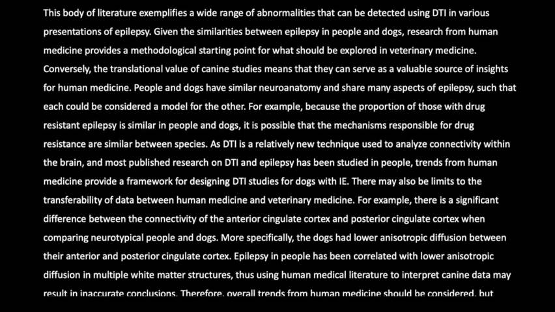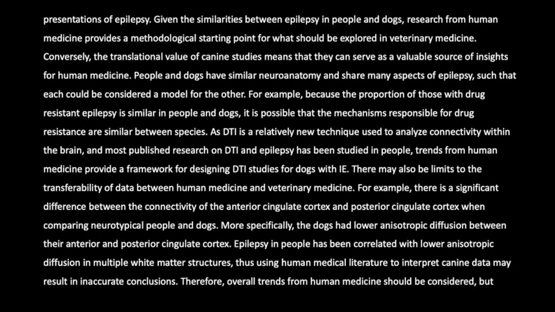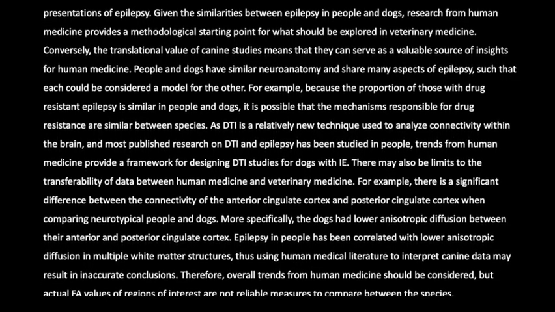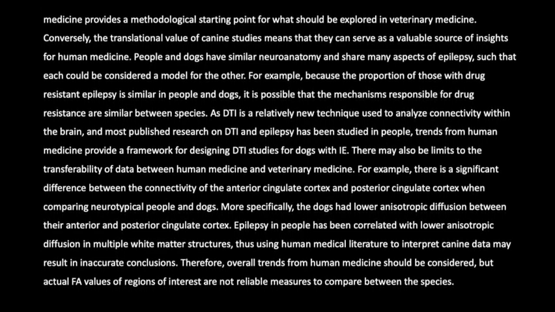People and dogs have similar neuroanatomy and share many aspects of epilepsy, such that each could be considered a model for the other. For example, because the proportion of those with drug-resistant epilepsy is similar in people and dogs, it is possible that the mechanisms responsible for drug resistance are similar between species.